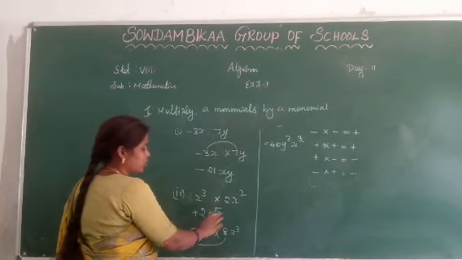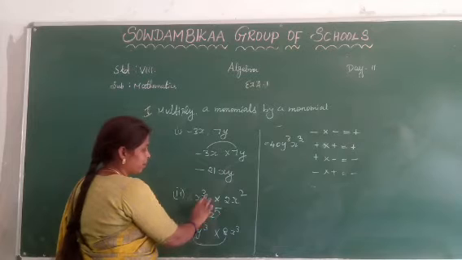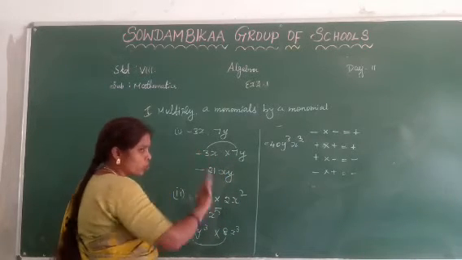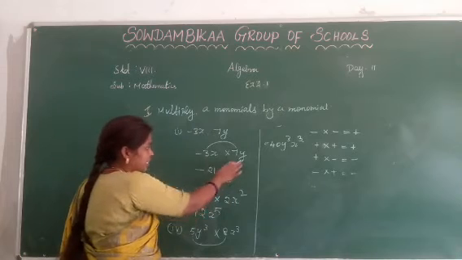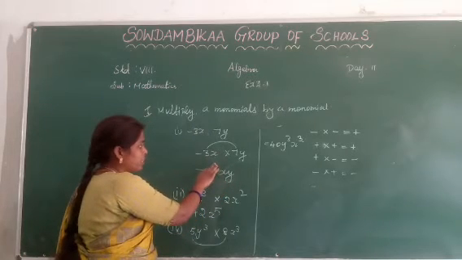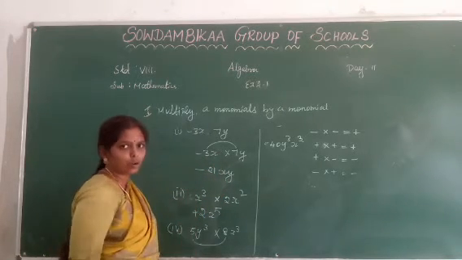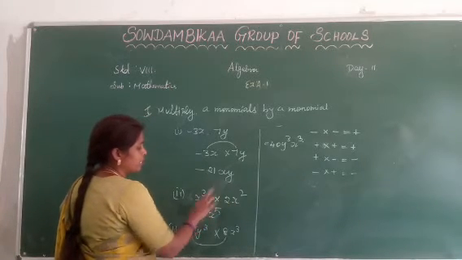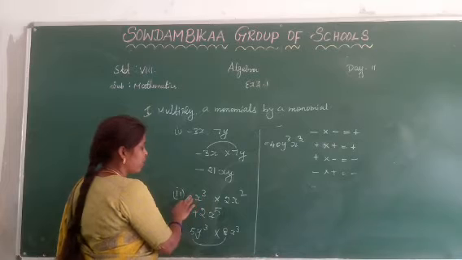Next, you will see the variable. Variable is same means taking out the common variable, you add the power values. Variable is different means don't add. Just write this. What power is given? Are you clear? Next, x cube into 2 x square. The symbol is same, plus into plus.